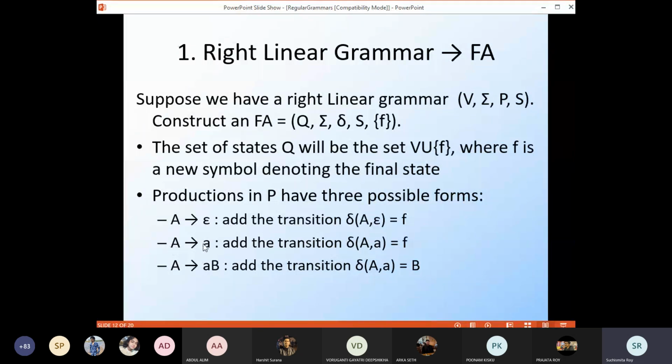If A rewrites to small a, then add the transition from A to F, that is the final state, on the input symbol small a. And if A rewrites to aB, then add the transition delta, from state A, on consuming small a, you go to the state B. So this is actually just the opposite of what we have done previously. I think it is better to talk in terms of an example here.